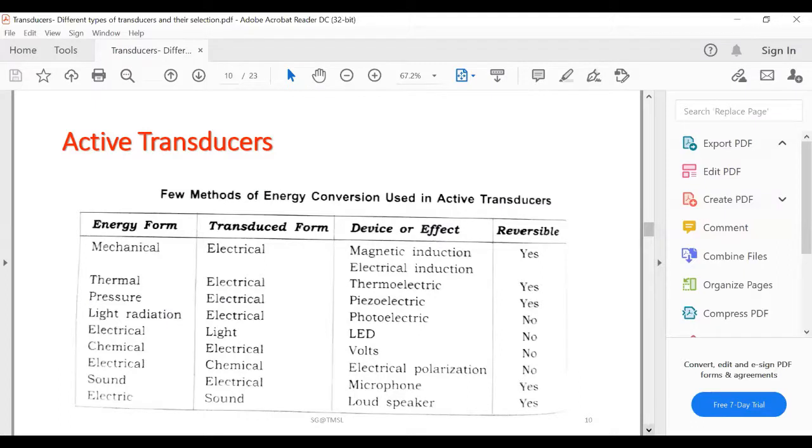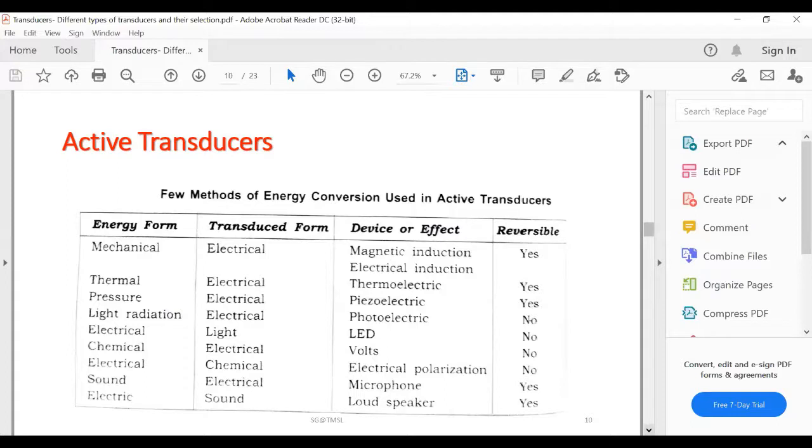So let's start with the active transducers. All physical principles that can be employed for converting non-electrical activity in active transducers, but not all principles are of practical importance in the design of actual transducers, specifically for biomedical applications. So in active transducers, in some cases, the same transduction principle used to convert from a non-electrical form of energy can also be used in the reverse direction to convert electrical energy to non-electrical forms.